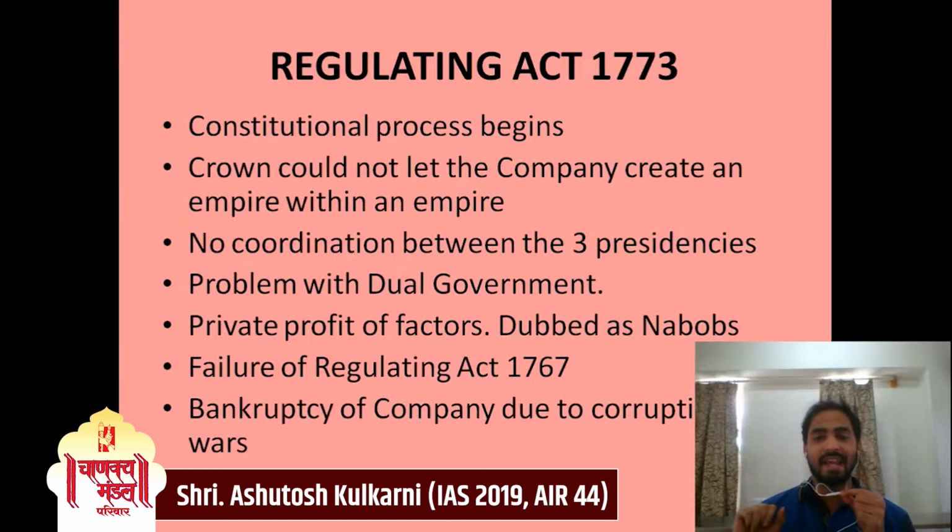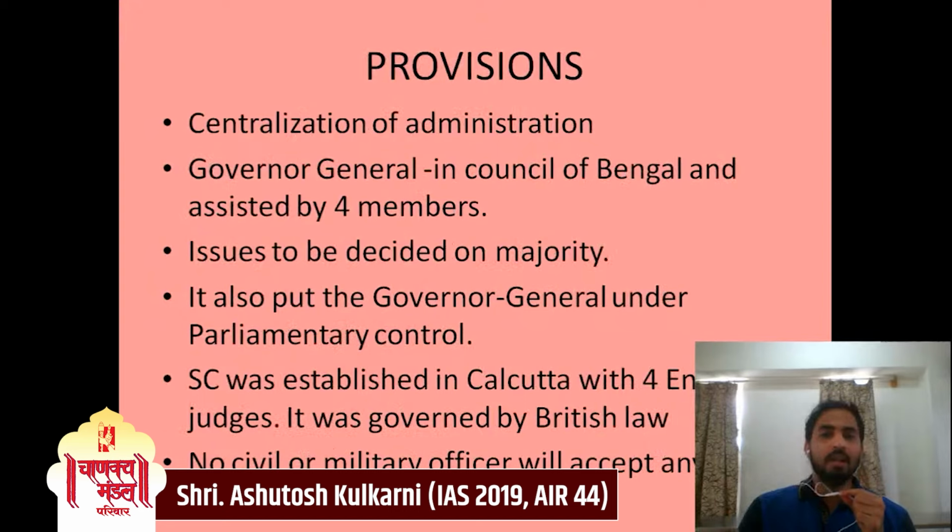So what were the exact provisions of the act? The most important provision was centralization of administration. So the Governor General of Bengal was now Governor General of all the three provinces. So you will have the Bengal Governor General, that is Warren Hastings, taking control of all the three provinces, that is Bombay and Madras, as well as Bengal.